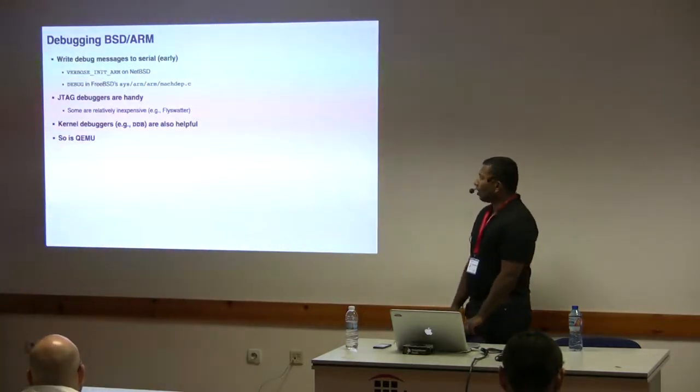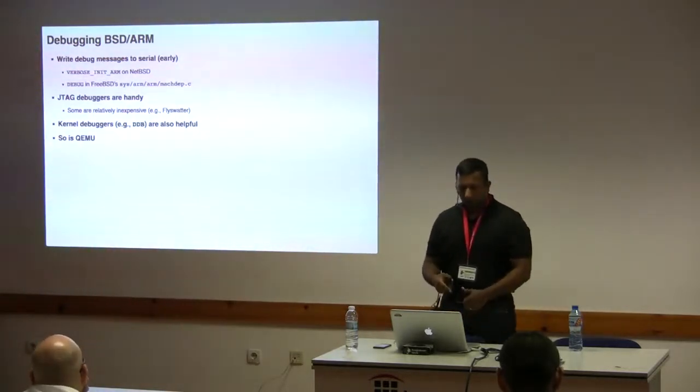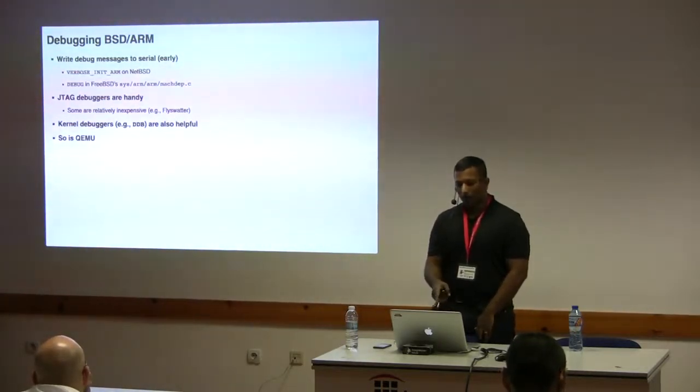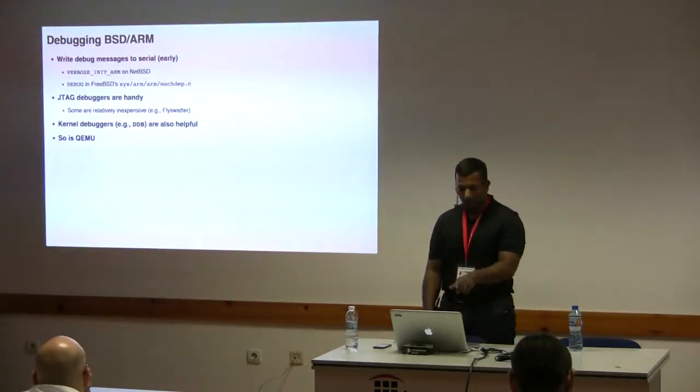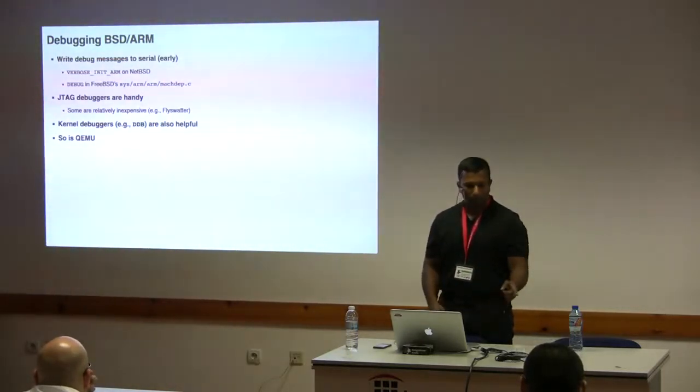So debugging BSD and ARM, a lot of the stuff you'll be doing is printf debugging. U-boot sets up the serial for you, and if you want early debug output, you can set verbose init ARM on NetBSD or turn debug on in FreeBSD, respectively. JTAG debuggers are handy. Some are relatively inexpensive. The fly swatter is one, and it supports BeagleBone Black if you solder a header on there.